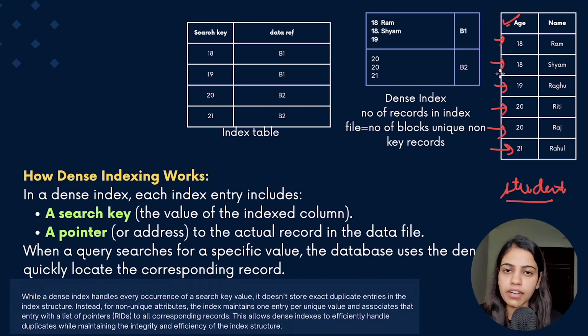Now all this data is present in the hard disk, so it will be divided into blocks. Each block would have 3 rows. So B1 would have 18, 18, 19, and then B2 would have 20, 20, 21. So 3 records are placed in one block, and the other 3 records are placed in another block.